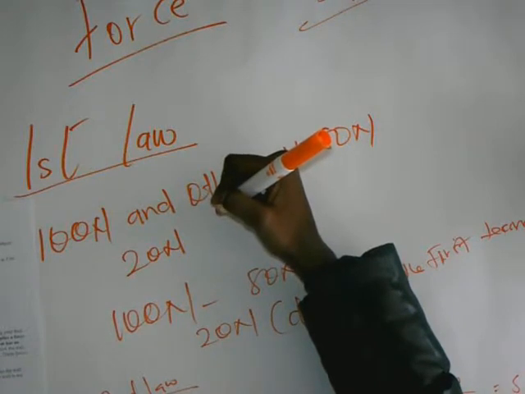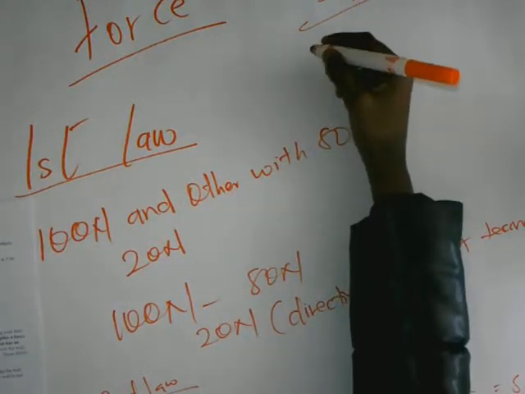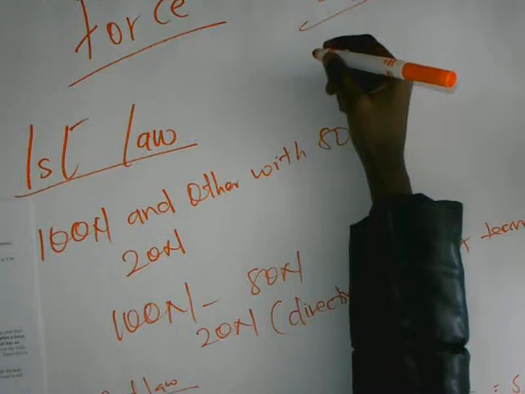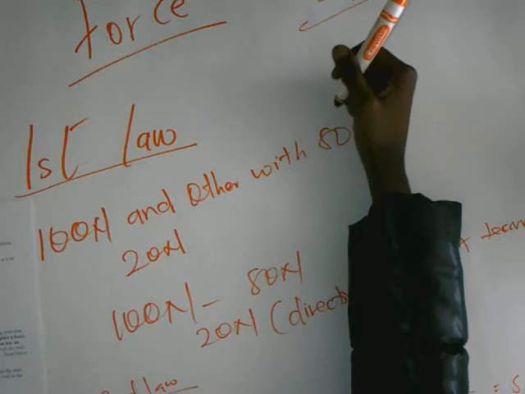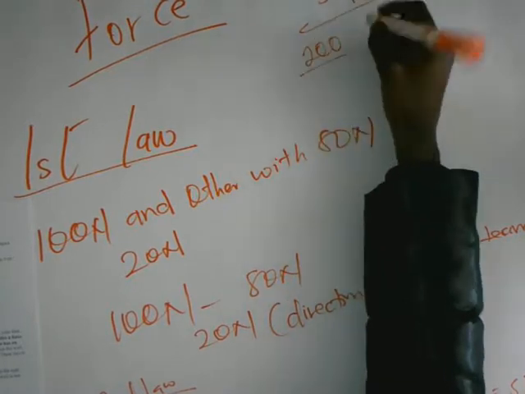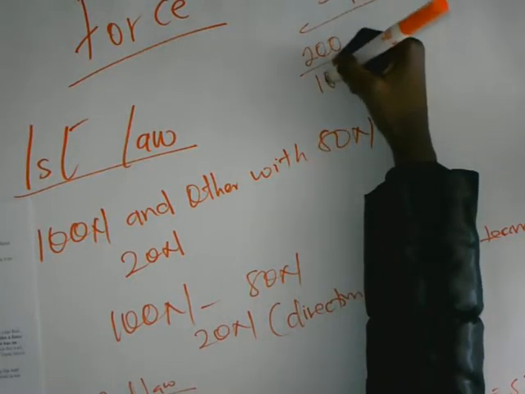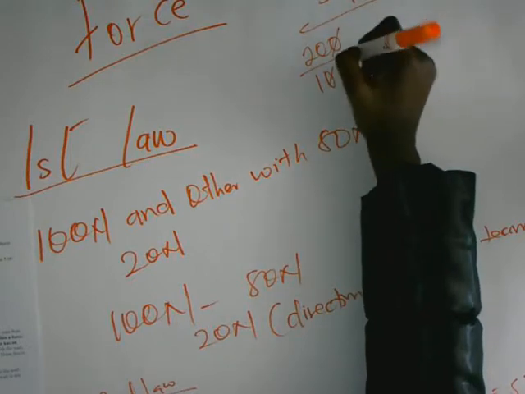Let's solve a question on the third law. What is the net force of a 200 gram ball when it hits a wall with an acceleration of 10 meters per second squared? In this case, we have 200 divided by 10, so you're going to get 20 newtons for this one.